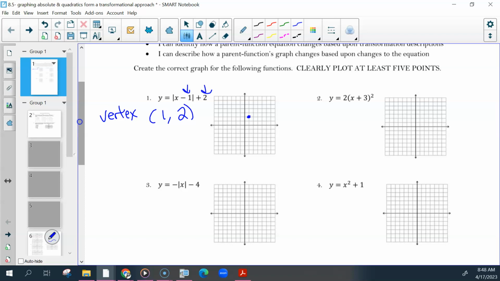Nothing else happened. It didn't stretch or compress. It didn't reflect. So that means it's going to look like the normal, except it just has been shifted. So from your vertex, you're going to go up 1, right 1 as many times as possible. And then up 1, left 1 from your vertex as many times as possible. And then draw a line through both. Make sure you have arrows at the end.